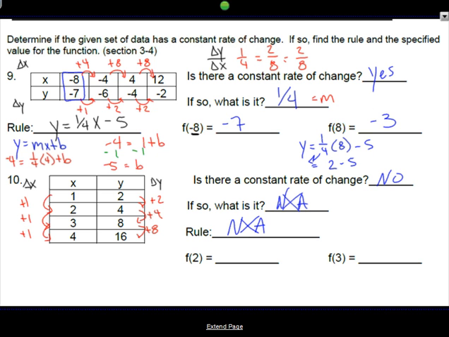What is f of 2? To find f of 2, I go here and look at my table. Where is x equal to 2? When y is 4. F of 3, I go here on my table. When x equals 3, y equals 8.